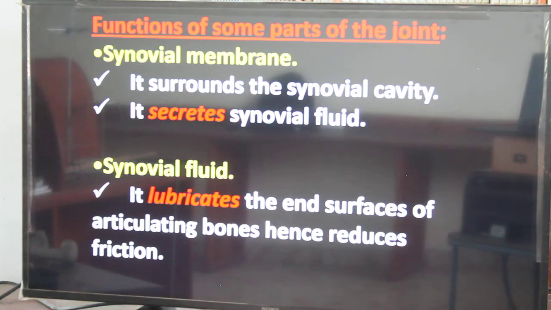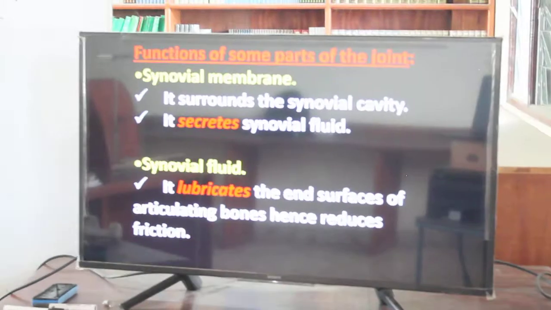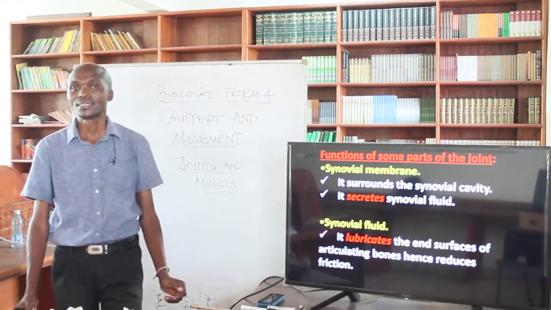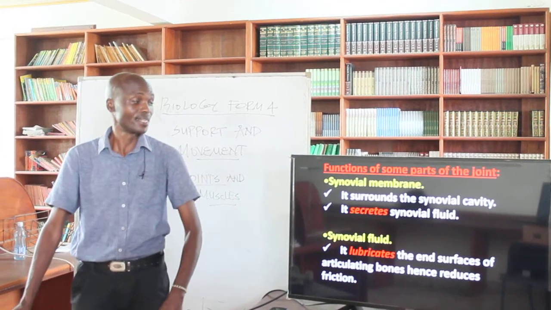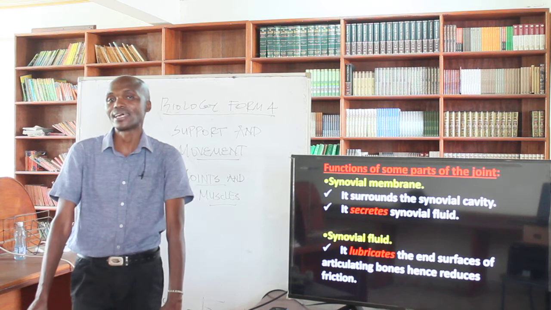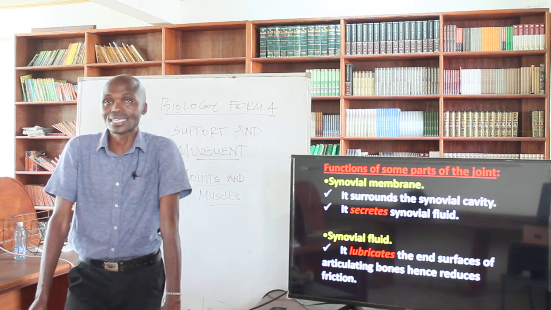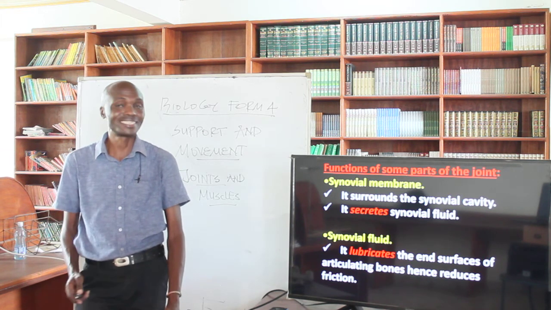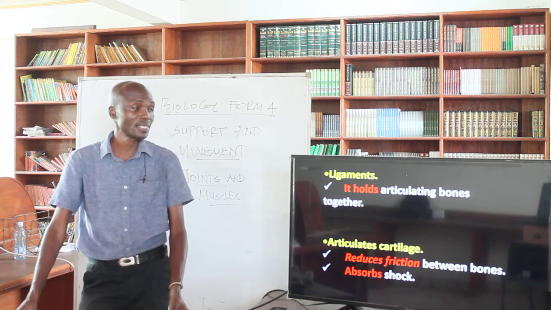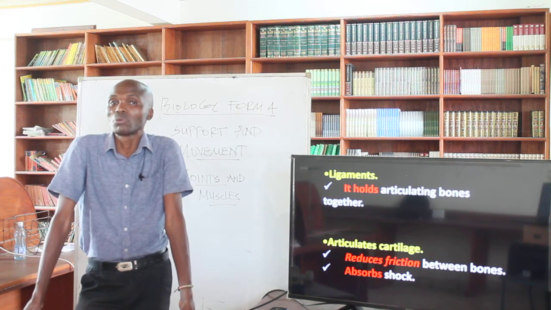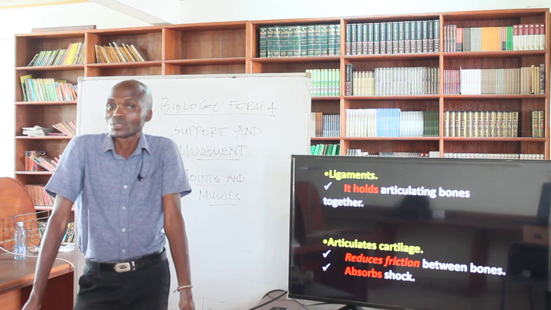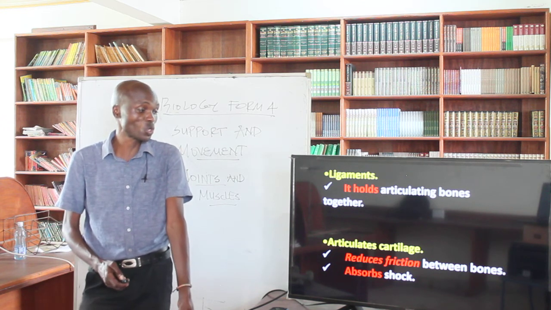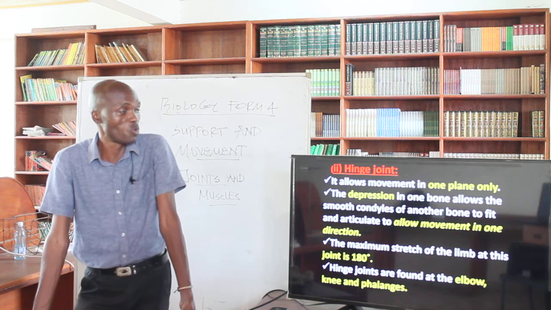Now we need to discuss some of the functions of some parts of the joint. So you have the synovial membrane. It is around the synovial cavity, and its main function is that it secretes the synovial fluid, or the lubricant. The synovial fluid acts as a lubricant at the ends of articulating bones, and therefore it reduces friction. The ligaments hold the articulating bones together. The cartilage reduces friction between the bones, and it is able to absorb shock in case of any movement.